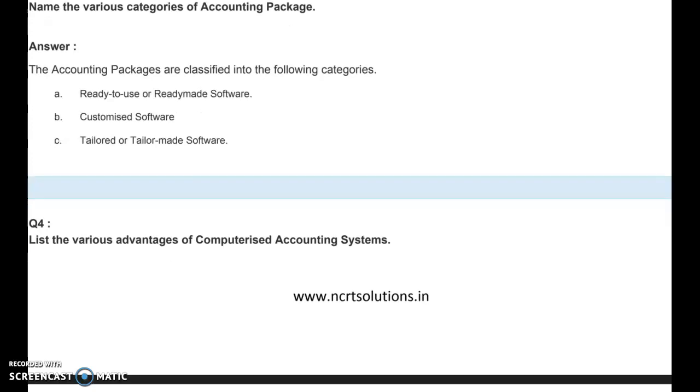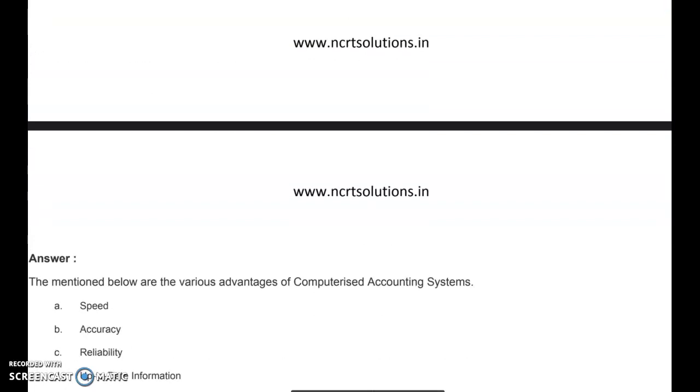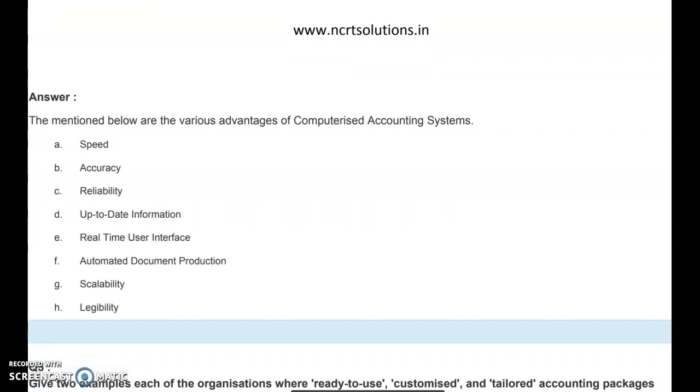With reference to the advantages of computerized accounting system, they are very simple and we have already studied them. Its speed is very high, it has a very great level of accuracy, and reliability, that we can rely on the information which is given under the computerized accounting system. Up-to-date information, that is, the latest amendments and latest updates are available. Real-time user interface means there is no time gap between the information and the user. You can directly use the information in real time without a time gap.